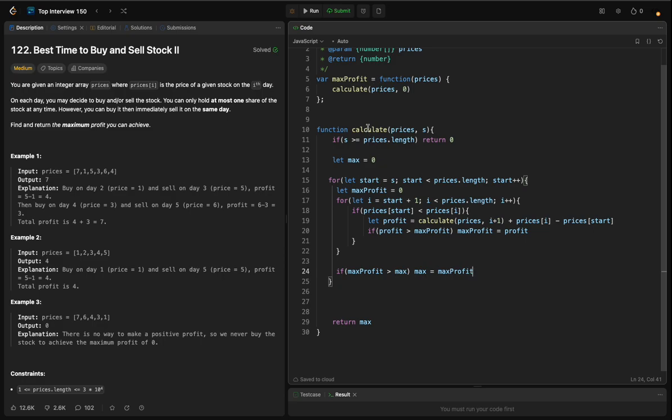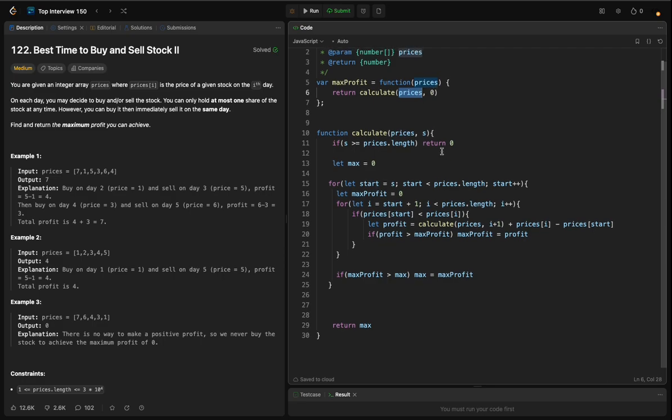First, we have this recursive function. Oh, wait a minute, I have to return it. Return. Yeah, we have this recursive function. We call it first with the first position, and we give it the prices array. The max profit function is the entry point, as you can see, and returns the result of the calculate function starting from day 0, index 0.